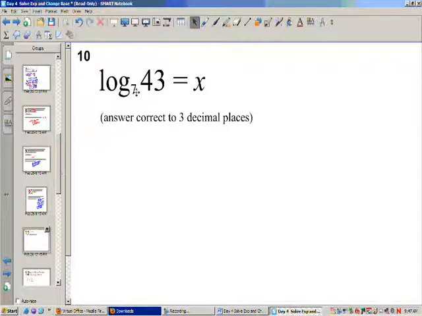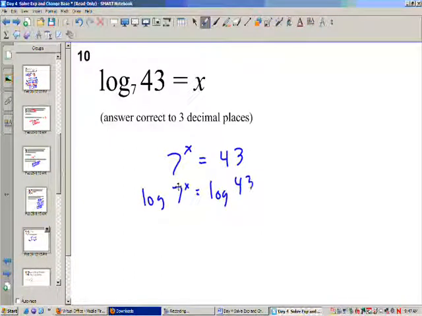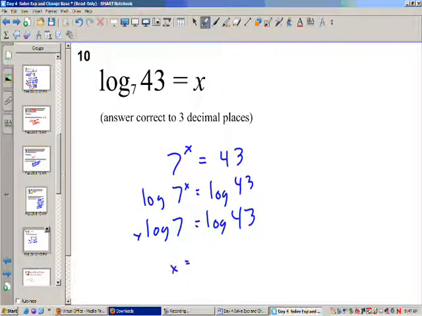Now, if I wanted to find log base 7 of 43, what I could do is say 7 to which power is equal to 43. Take the log of both sides, pull that x out in front. Now I divide by log of 7, so the log of 43 divided by the log of 7, and then we would get some number, 1.933.